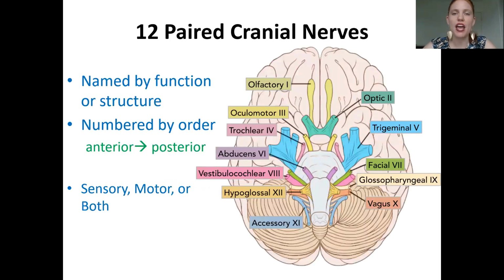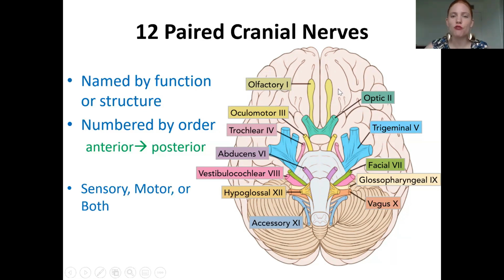There are 12 paired cranial nerves, and there are two parts to their name. The first part of their name has to do with their function or sometimes with their structure. For example, the trigeminal nerve comes from the structure that it has three branches. Usually it has to do with the function of the nerve. And then you'll also notice that they all have numbers. Those numbers are just the order that they're found from anterior to posterior.